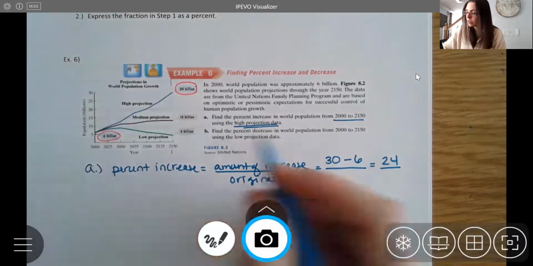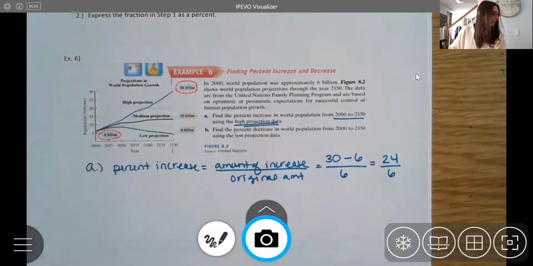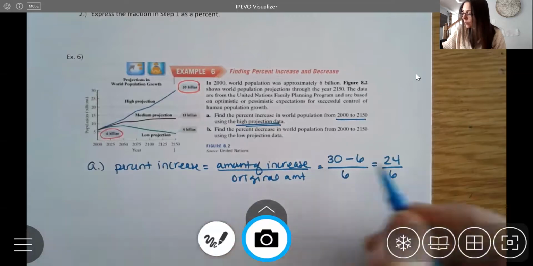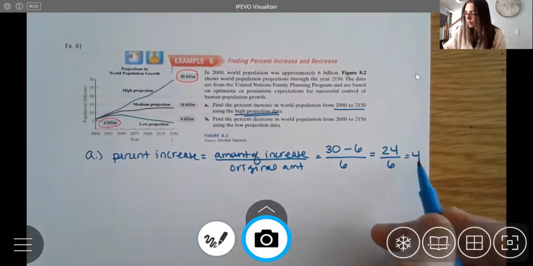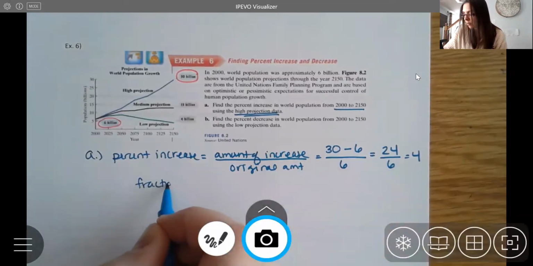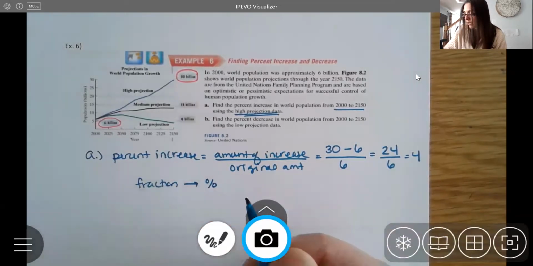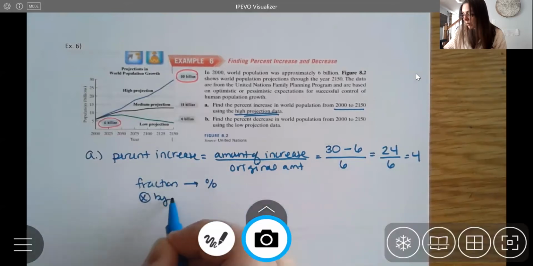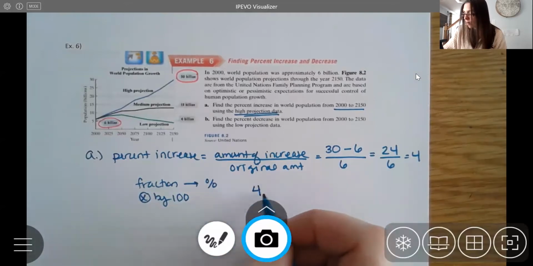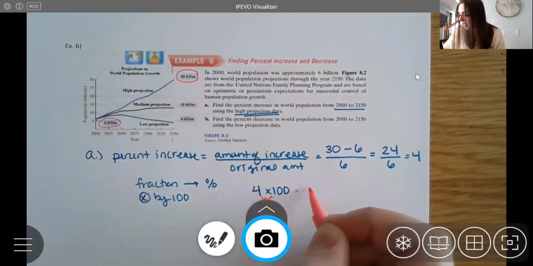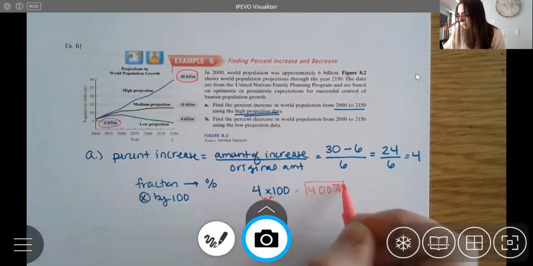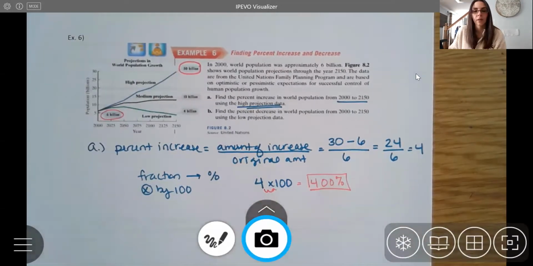Now your denominator is always the original. So my denominator is going to be 6 here. And then I have 24 divided by 6, which is 4. Now remember, I want a percent here. So once you have your value, you want to go from that fraction to your percent. And we can do that by multiplying by 100. So I take that 4, I multiply it by 100. So you can just do that, or you can always move your decimal point 2 places to the right, and you get 400%. Okay. So our percent increase is 400% using that high projection.